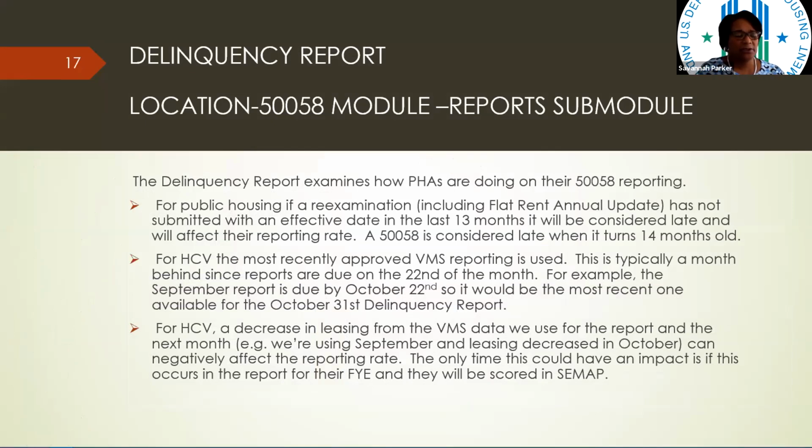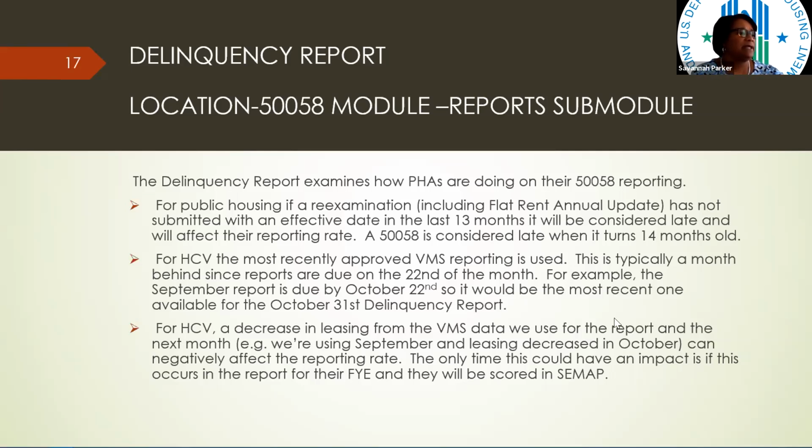Okay, the delinquency report. This is one that is very important to be looking at, because like I say, the delinquency report and the reexamination report come out monthly with that monthly summarization report. This report shows you if you've got delinquent 5/8s. And the delinquent 5/8s, this report is tied to the reexamination report. So if you've got delinquent re-exams, it's going to be reflected in this delinquency report as far as your reporting rate, as far as how you're processing your 50058s.